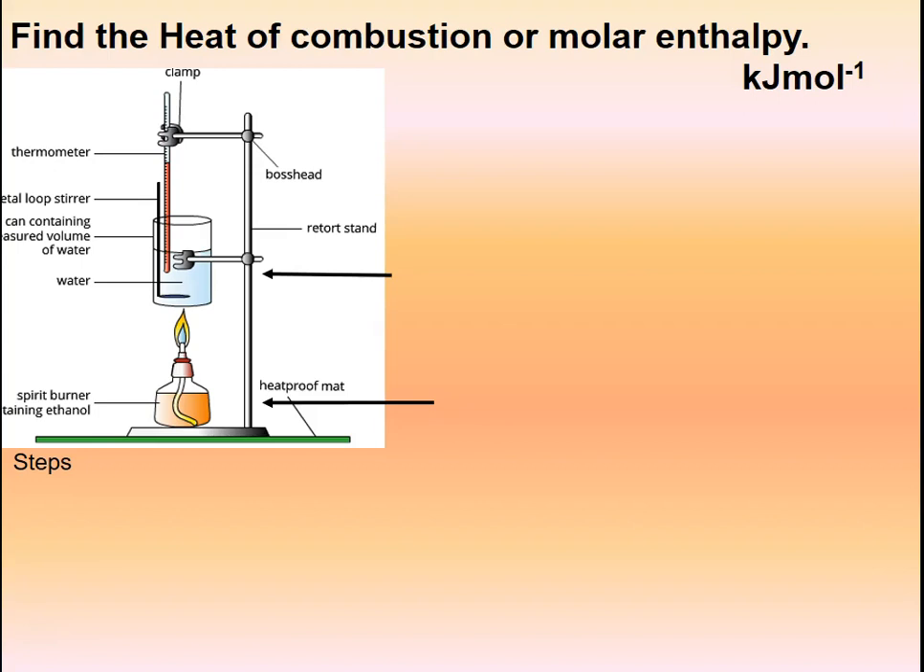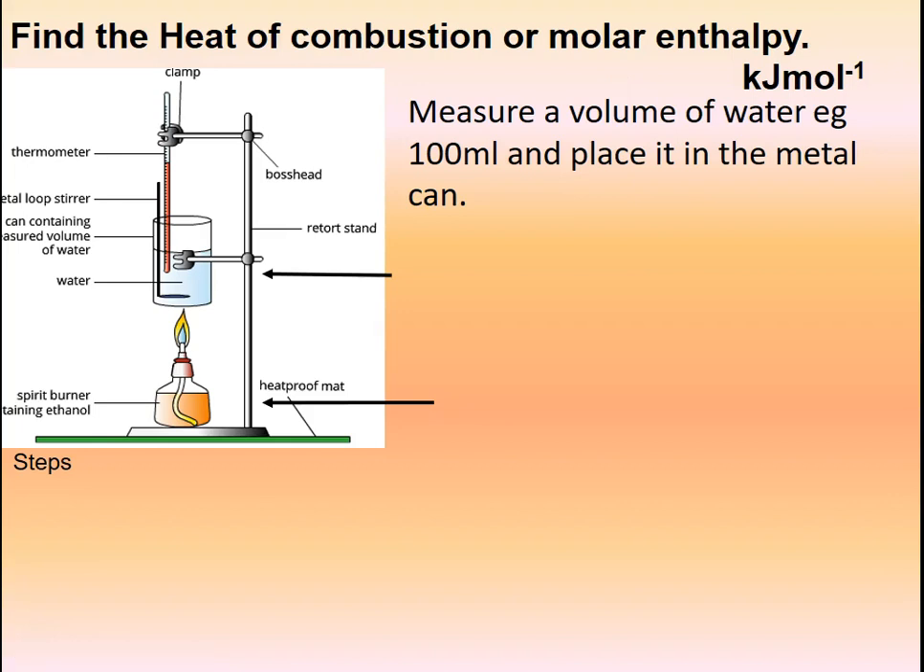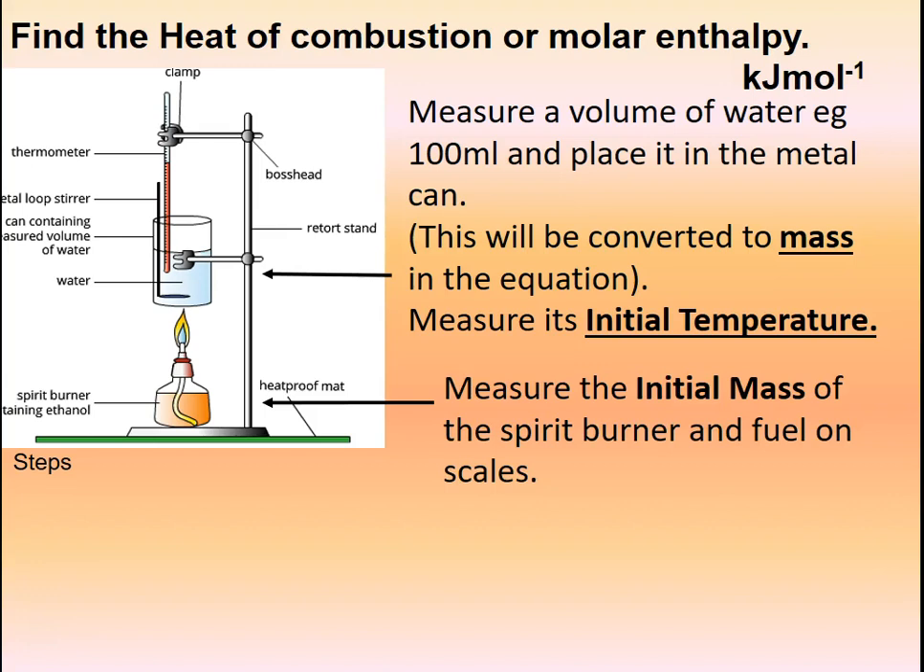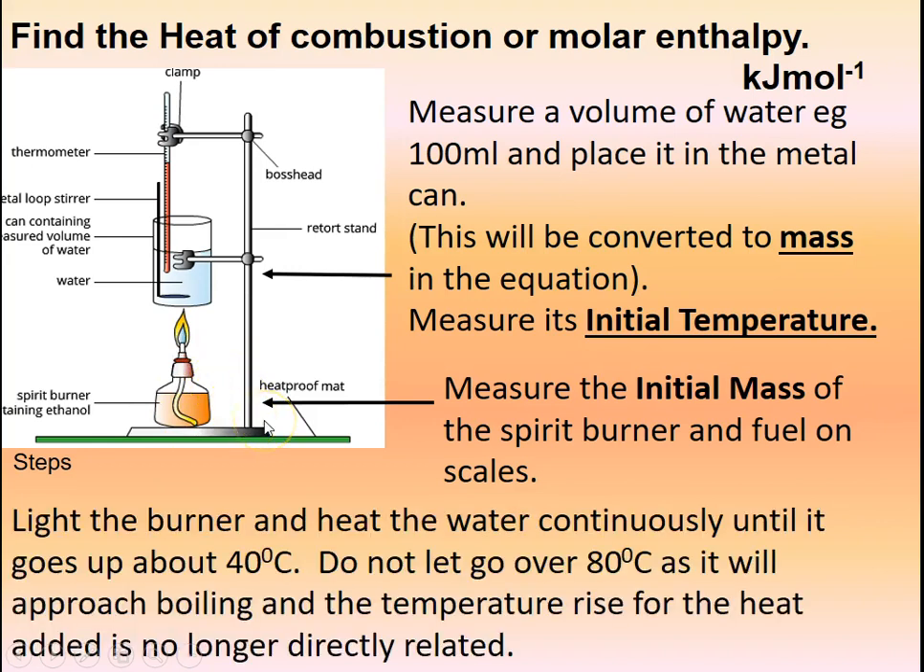So find the heat of combustion, or the molar enthalpy, so the enthalpy, the energy for 1 mole. To do that, we need to put some water in, so you want to know how many grams of water, so you can accurately measure out the volume. Put it in a container, convert that to mass, so you've got 100 grams. You measure its temperature initially, and you measure the mass of your spirit burner. Then you light it and heat it continuously until it goes up about 40 degrees.